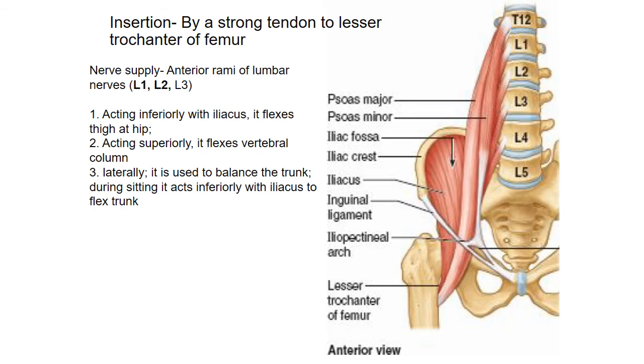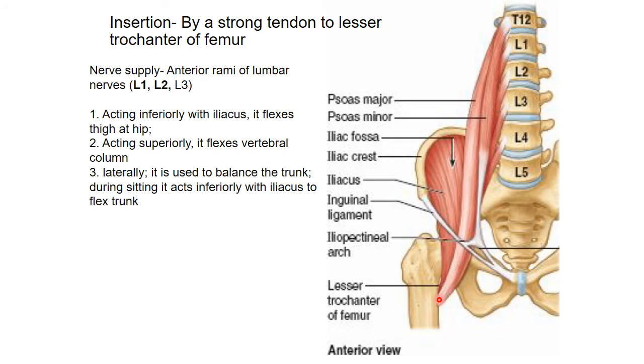Insertion of psoas major, it is attached to the lesser trochanter of femur by a strong tendon. See, this muscle is extending, coming all the way from the abdomen, crossing this false pelvis area and reaching up to the lesser trochanter over here. See, so by the help of a strong tendon, it is attached to the lesser trochanter, and usually at the attachment, it is accompanied by another muscle called iliacus.